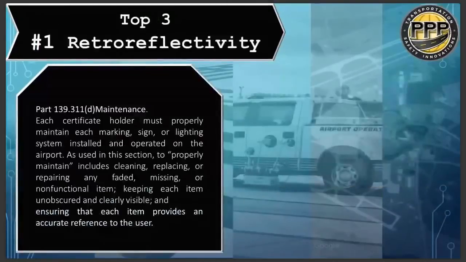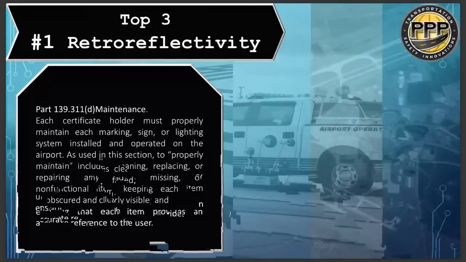Number one, again, was retroreflectivity. I pulled this out of the FAA guidance or Part 139 language, specifically Part 311 subitem D. FAA inspectors refer to this standard a lot. I just really want to pick out the last two sentences on this slide that say, each item provides an accurate reference to the user. And if you were in the room about 10 minutes ago, you heard me use almost verbatim that language.